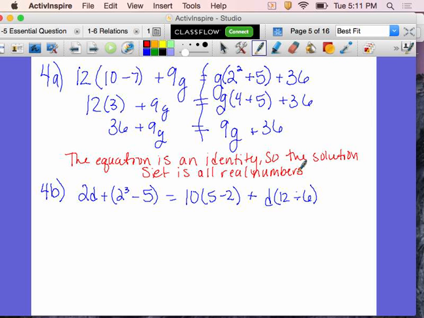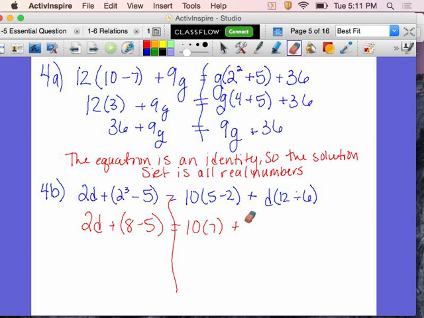Okay, part B is similar. So 2d plus 8 minus 5 equals 10 times 7 plus, oh, that's a 2d. Okay, and then we've got 2d plus 8 minus 5, which is 3, equals 70 plus 2d.